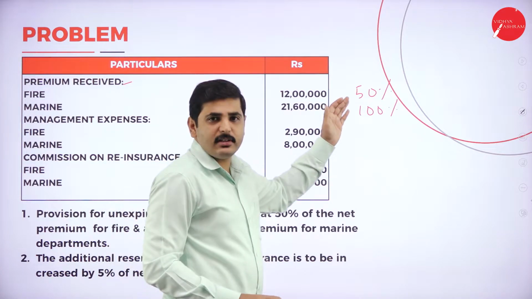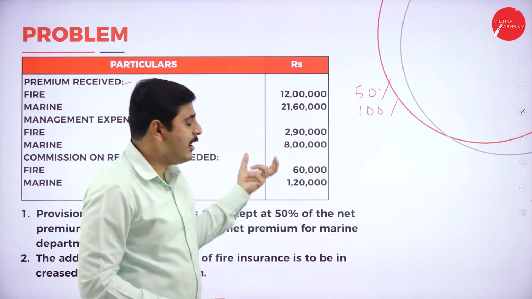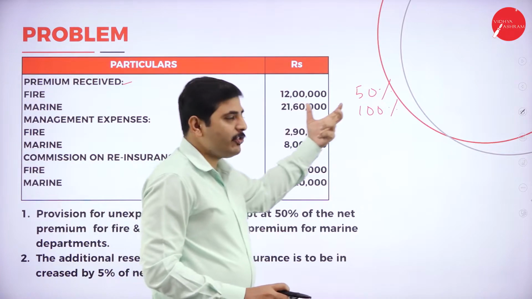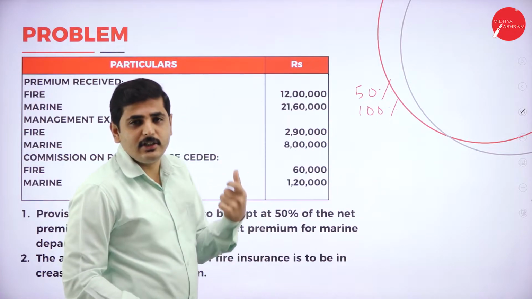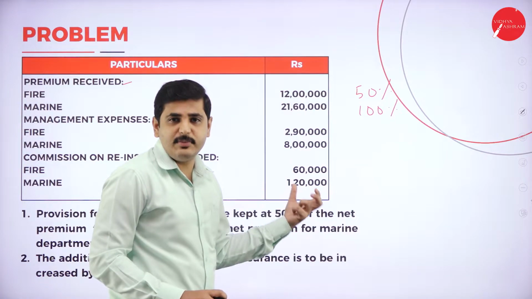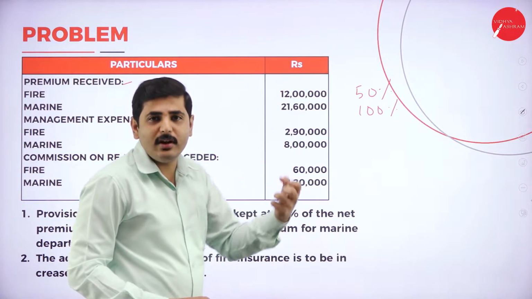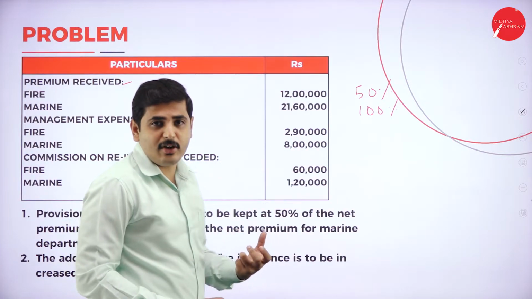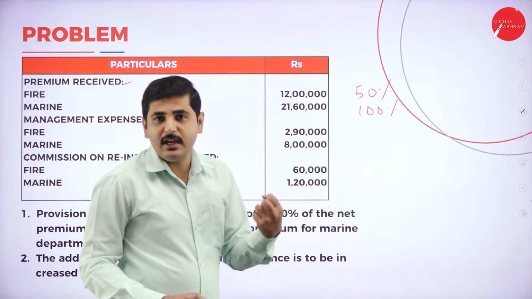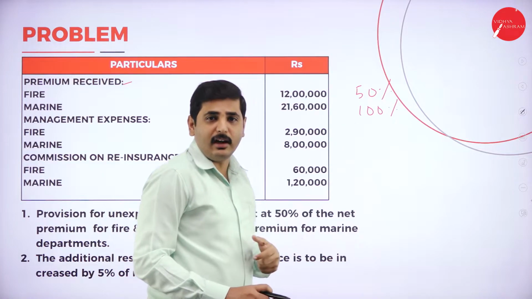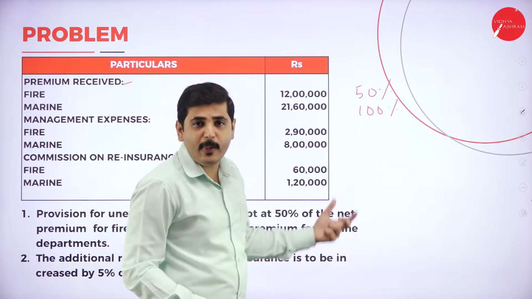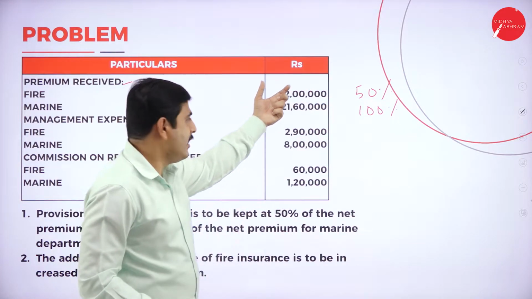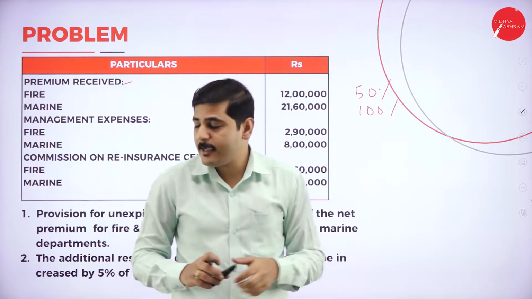It is a law, the rules say that out of the premium we have received, we have to keep a reserve. Why do we have to keep this reserve? Because there is very much risk involved in the insurance business. So in order to avoid insolvency or bankruptcy of the company, if the company cannot pay the amount, then they can utilize this reserve. That's why, as per the law, the company has to keep 50% of the premium as reserve in case of fire and 100% in case of marine.